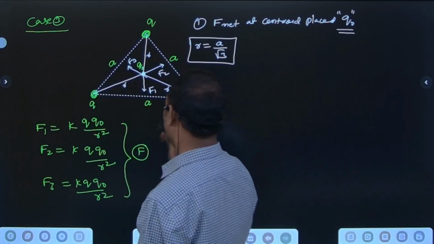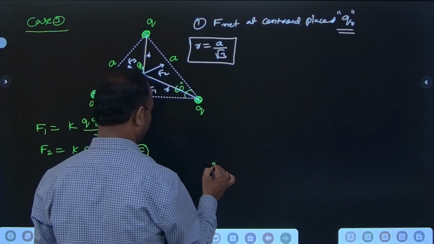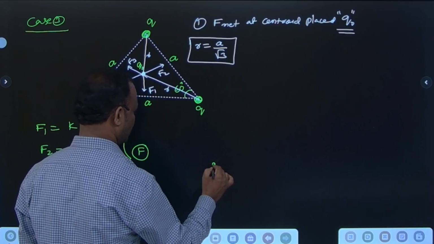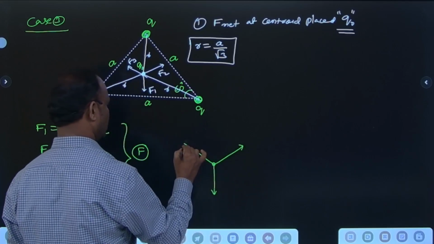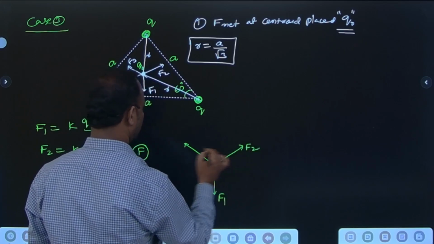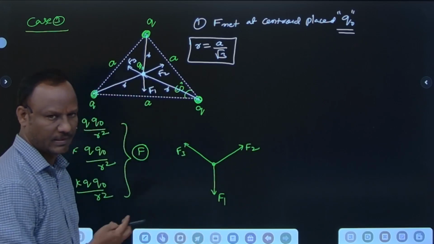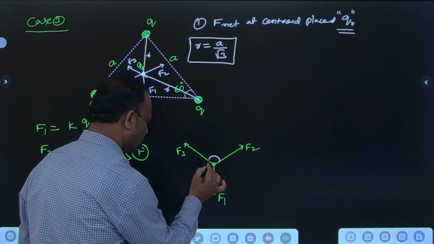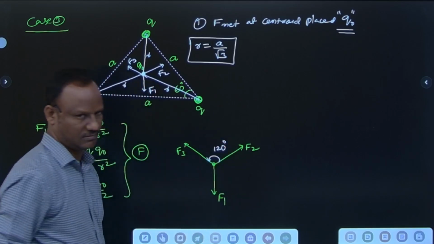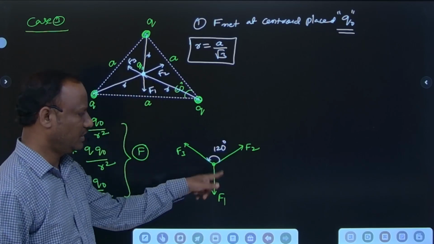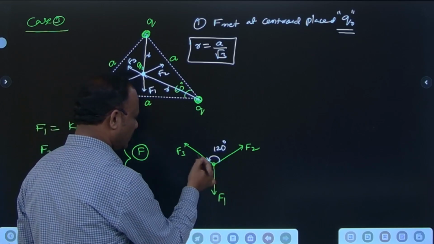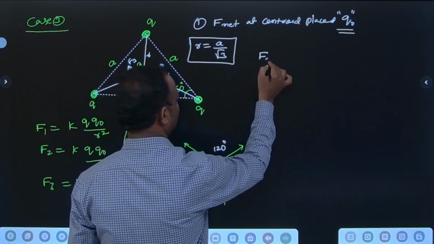Okay, so now let us see. Again, I am representing this vectorially. First force is this, next force is this, next one is this. It's F1, F2, F3. So what is the angle? The angle is 120 degrees. 120, 120, 120, total 360. Correct? So I am finding the resultant of these two, F23.